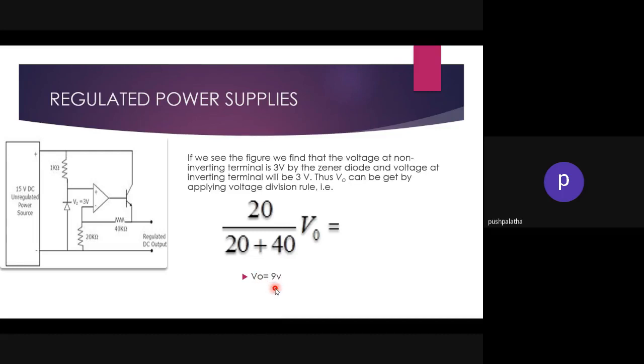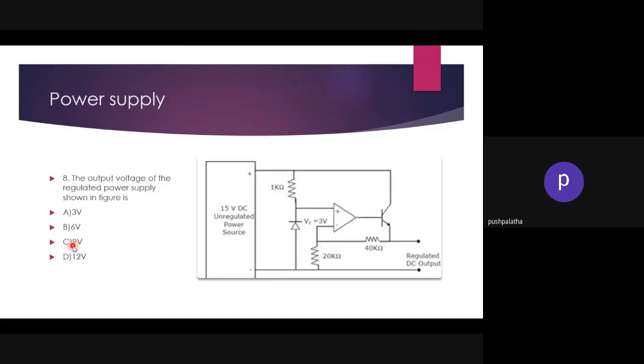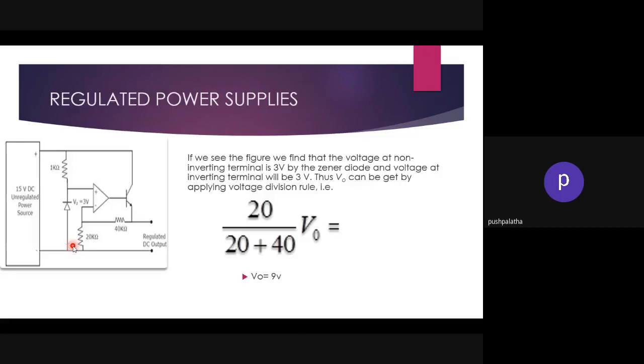Clear? Right. 20 by 60 into V naught equals 3 volt. Sorry, I forgot to write 3 volt here. So 3 times 3 is 9, V naught equals 9 volt. So the option is C, which is 9 volt. Okay, now we'll go to the next problem.